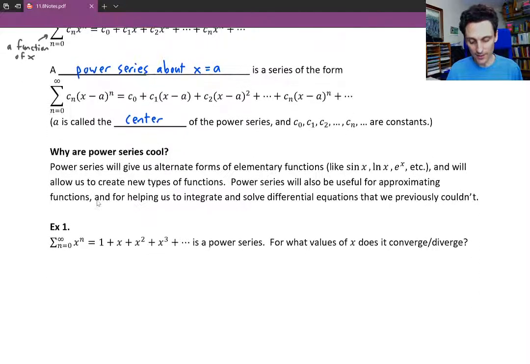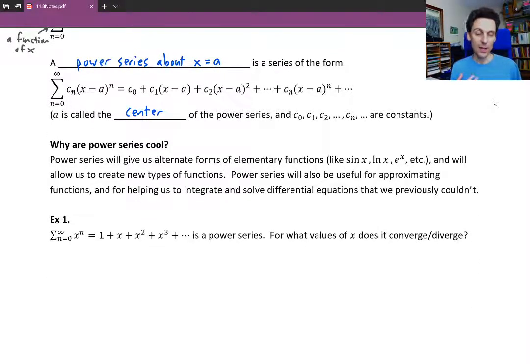Now, why are power series so cool? Well, it turns out that power series can give us alternate forms of our elementary functions, like sine x, ln x, e to the x, and so on. Also, power series can allow us to create new functions that we previously couldn't write using these elementary functions. Power series are also useful for approximating functions.